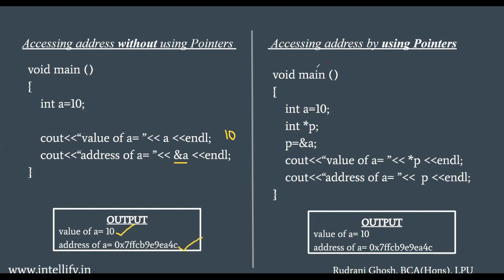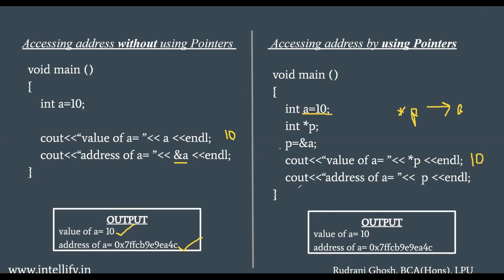If we have to access the address by using pointers, we write the name of the variable, then we declare a pointer variable, that is p. We assign the address of variable a to pointer p. Then we simply print the value of a using the pointer p. So whenever we have to access the value of a variable using pointers, we will use the dereferencing operator. When we write asterisk p, we are referring to the value of a, that is 10. So answer will be 10.